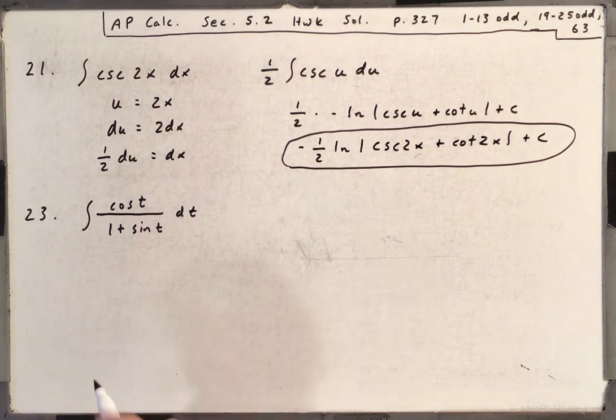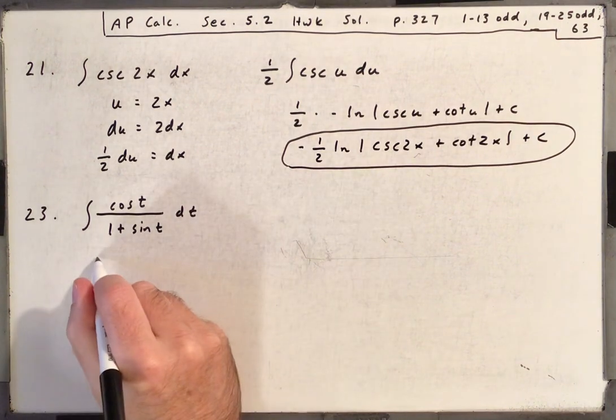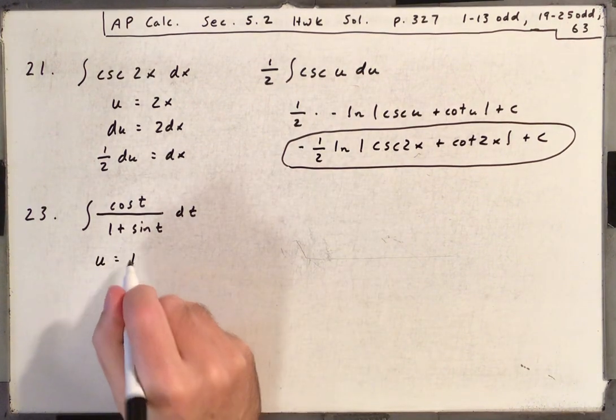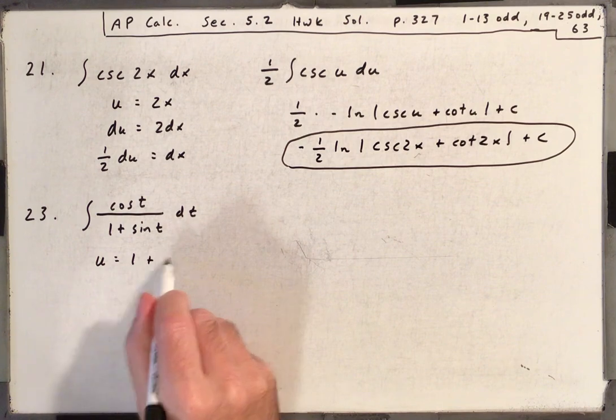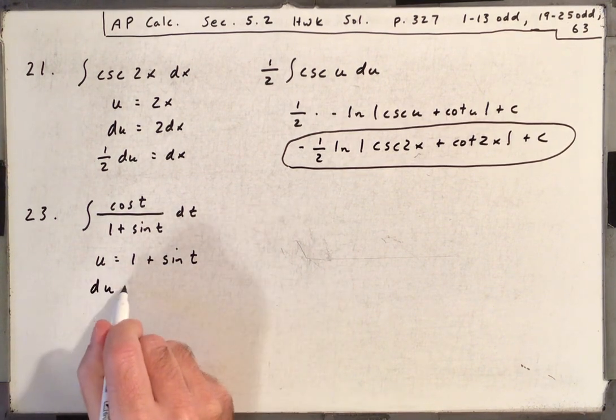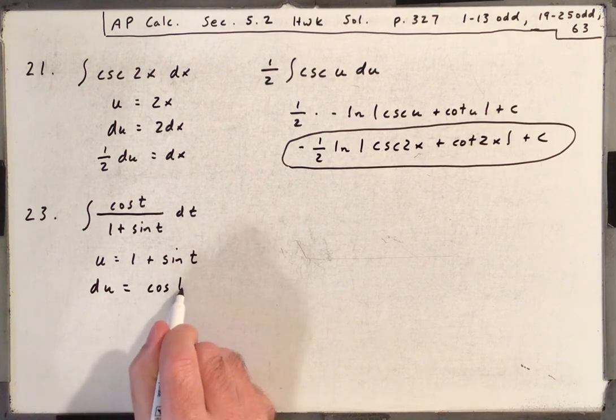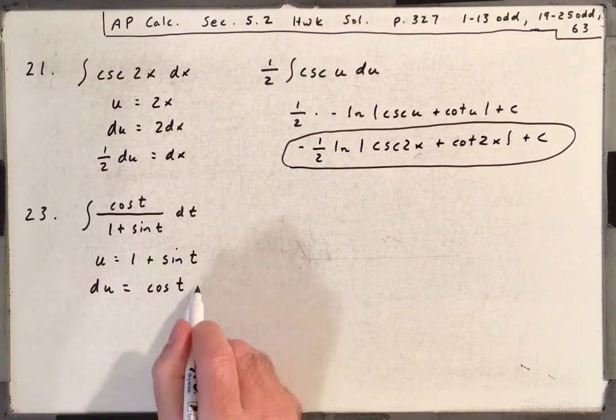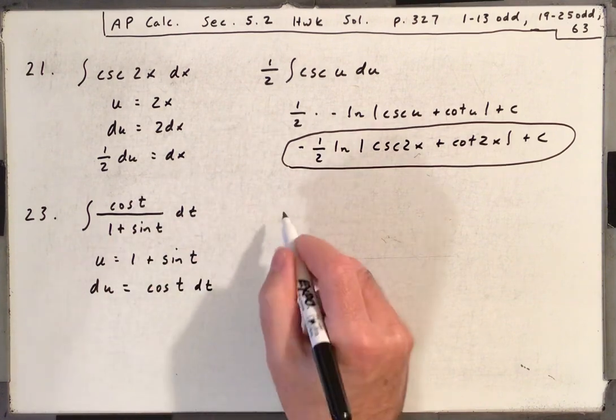Okay, so we can't go straight to the formula here. Let's try a u substitution. Let's let u be 1 plus sine t. And then du is just cosine t dt, right? The derivative of 1 is 0, and then the derivative of sine is cosine dt. That's all. I've got that on top.